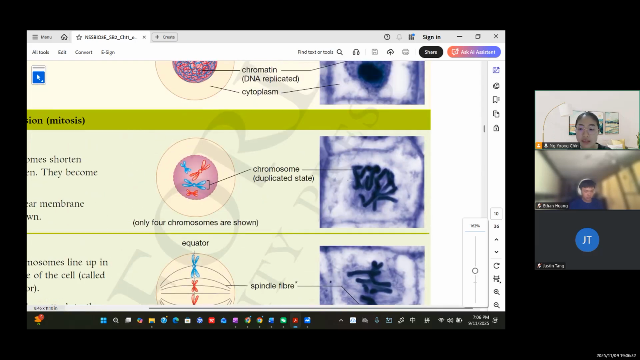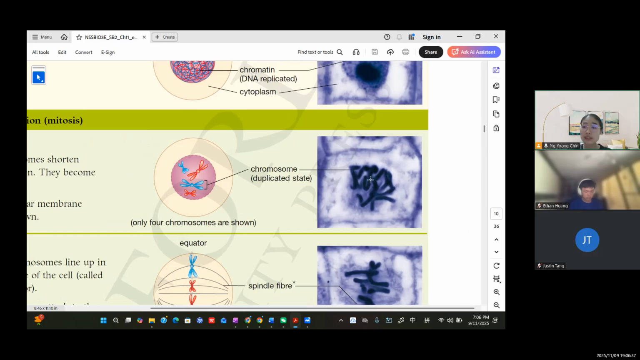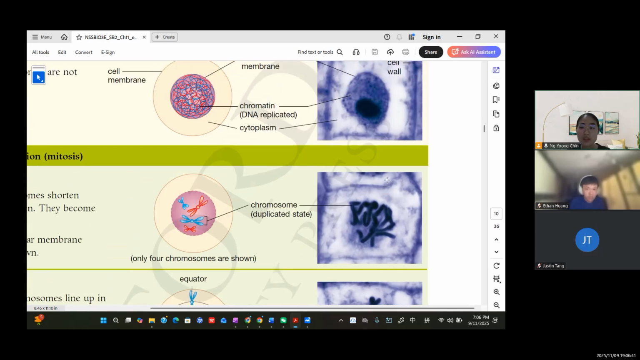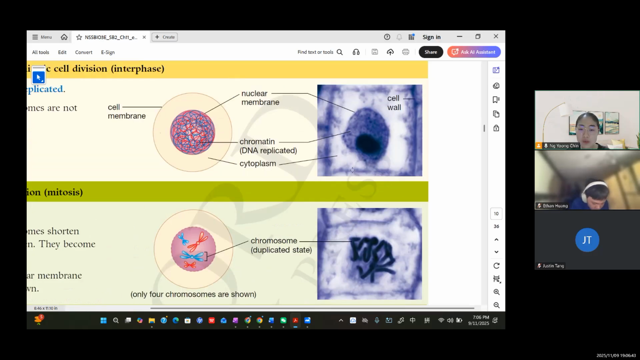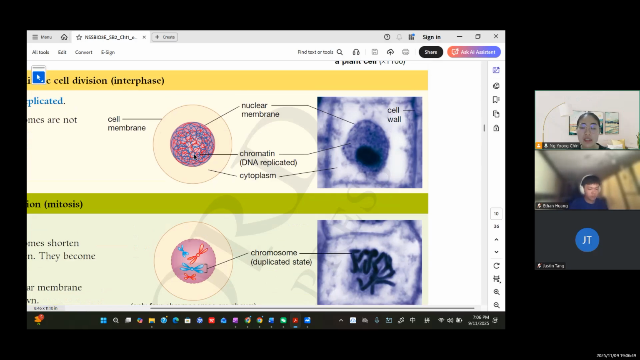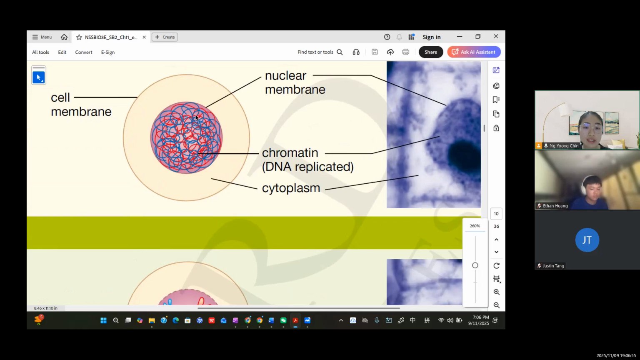So you can see this is a chromosome. Chromosomes in the actual image look something like this. So this is a chromosome. And then you should note the difference between chromatin and chromosomes. So you can see this is chromatin. Chromatin is like a thread-like structure. Just look at the threads inside this nucleus. So actually this is chromatin.